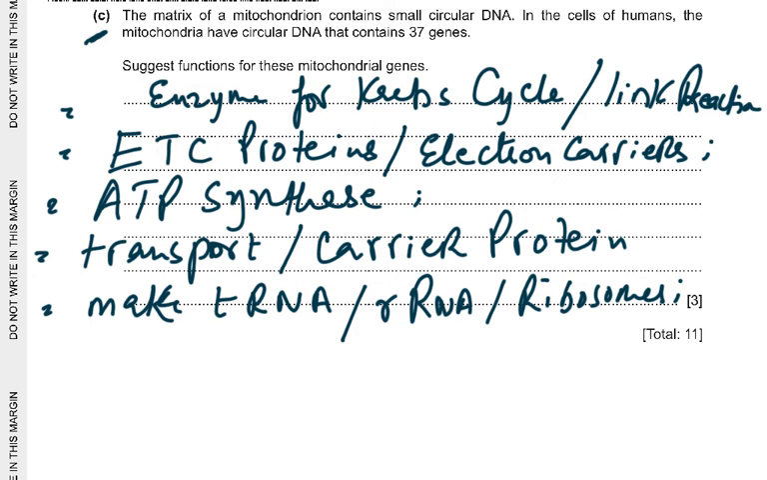So enzymes for the Krebs cycle, link reaction, ETC proteins or the electron carriers, then the gene for ATP synthase, the gene for transport and carrier proteins, and then genes to make tRNA or ribosomal RNA or ribosomes, which are actually needed. RNA is needed for the ribosomes.